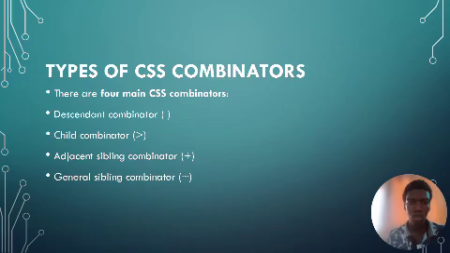Okay, so we have types of CSS combinators. There are four main CSS combinators: one, the descendant combinator with a space symbol; two, the child combinator with a greater than symbol; three, the adjacent sibling combinator with a plus symbol; and four, the general sibling combinator with a wavy symbol.